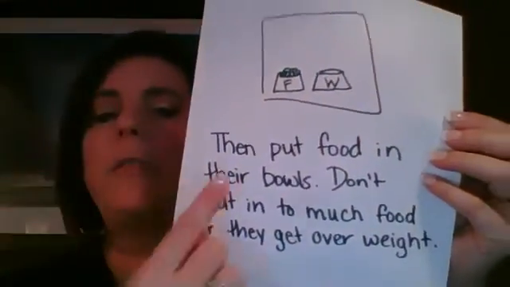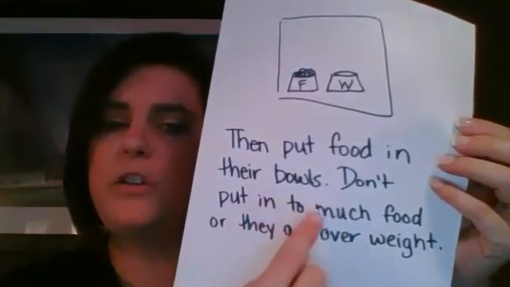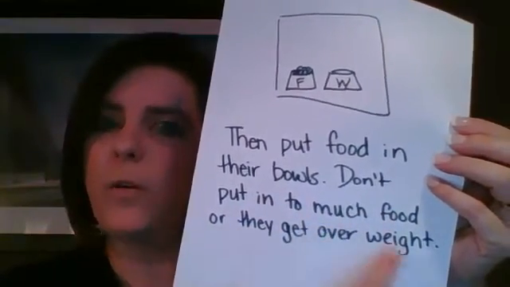My next step was putting food and water in the dishes. All right, so then put food in their bowls. Don't put in too much food or they get overweight. Do you see how I added a little bit more to my writing so that the reader understands that not only do I need to give them food, but I don't want to dump all the food in there. I want to give them the right amount of food. I probably could actually add one more sentence telling how much each dog eats. And then I can go on to the next page where I give them water.